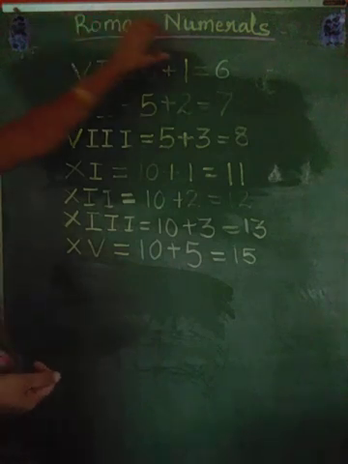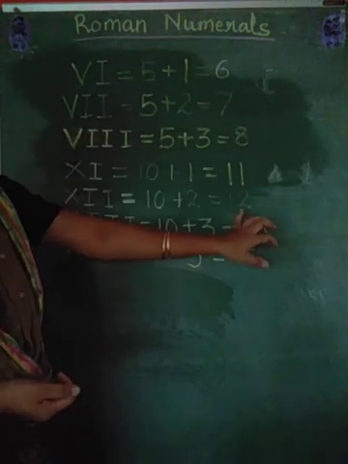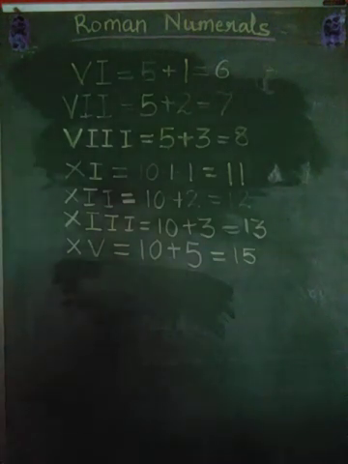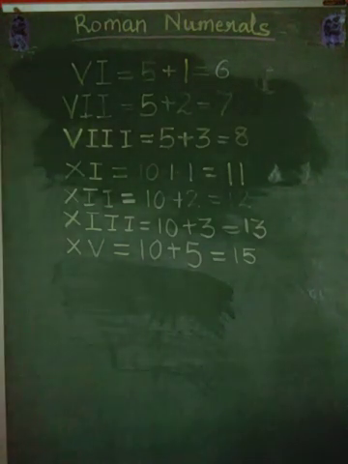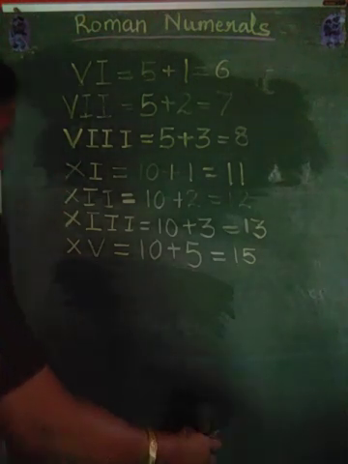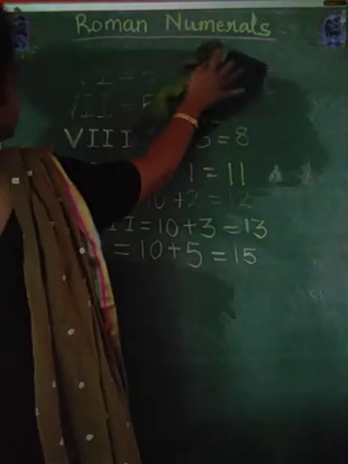So now you have learned about 6, 7, 8, 11, 12, 13 and 15. Now let us learn about rule number 4. Rule number 4 says that when I is written on the left of V or X, then its value is subtracted from the value of V or X. So now let me write rule number 4.